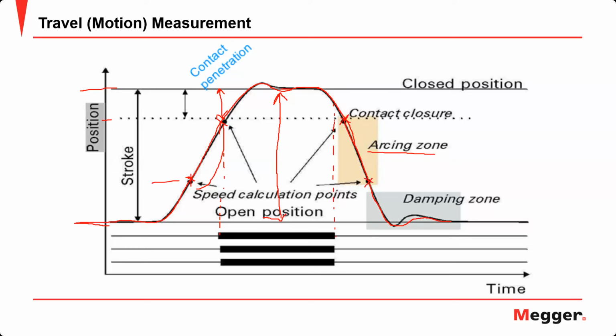Regarding the damping, if the damping is too low, the movement speed of the breaker in this region will be very fast, and this might cause damage to the mechanism. If it's too slow, like this, for example, it might take too long for it to exit the arcing zone, and this might damage or burn your arcing contacts.